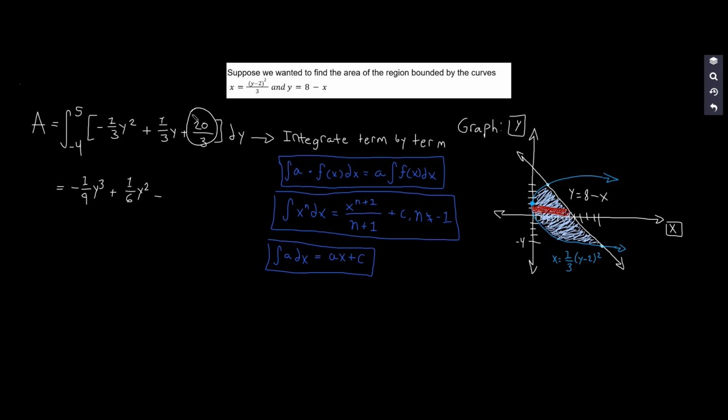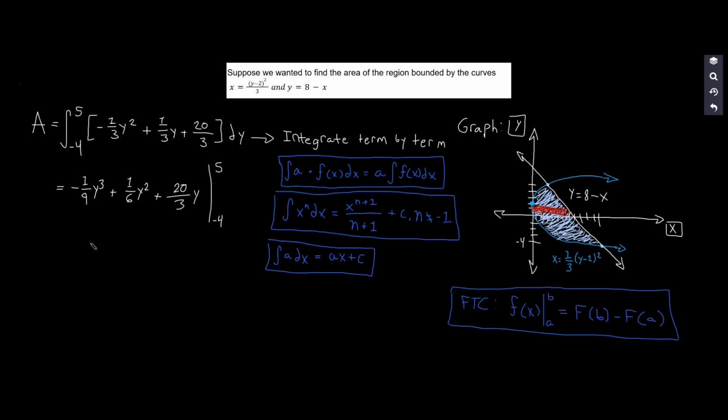So now at this point, 20 over 3 is a constant, which means that we're going to have plus 20 over 3 y. And then since this is a definite integral, we're going to have our evaluation bar, and it will read the lower bound of integration as -4 and the upper bound of integration as 5. See, now we can evaluate it via the fundamental theorem of calculus. This is what the equation will look like when we evaluate it via the fundamental theorem of calculus.